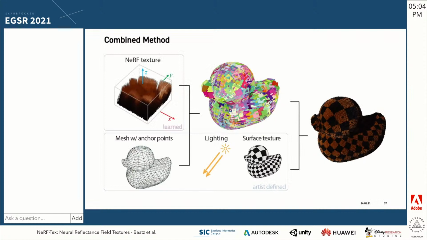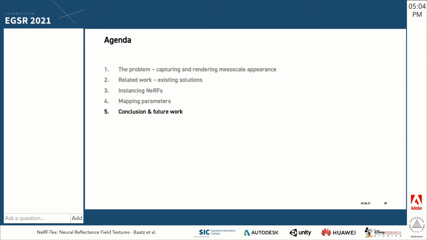In summary, combining the instancing scheme with this mapping of light, appearance, and filter parameters yields a flexible model that is able to capture and render mesoscale appearances free from aliasing and artifacts, with artistic control similar to that of traditional methods. Let me now outline our contributions and point out some possible directions for further work.